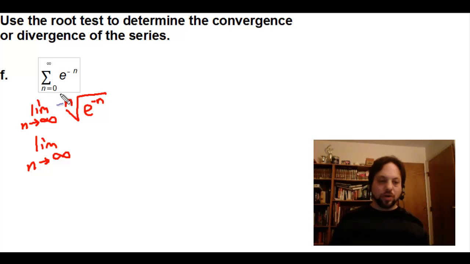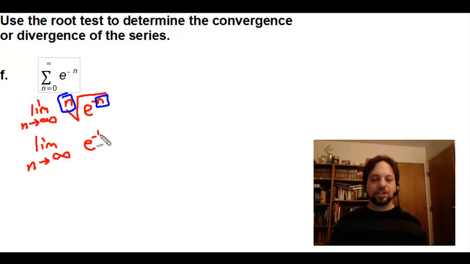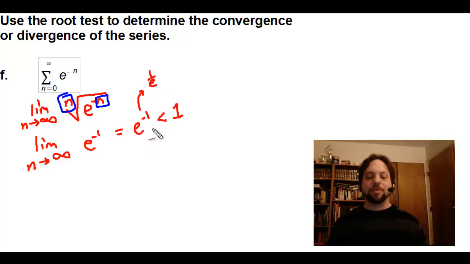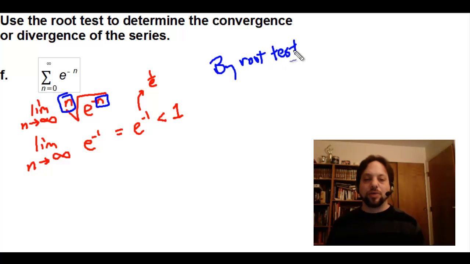The nth root will of course cancel out the nth power, and all we'll be left with here is just e to the negative 1. And what's the limit of e to the negative 1 as n approaches infinity? Well, of course, that's just e to the negative 1. Now the question is, what do we know about e to the negative 1? What we do know is that that is less than 1. If you want to think about this as 1 over e, maybe it'll be easier to tell why that's less than 1. But either way, what we can conclude here is by the root test, we do end up with 1 over e, which is less than 1. So this particular series here converges.